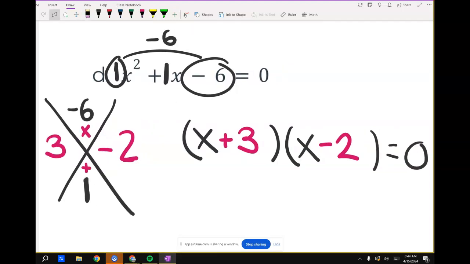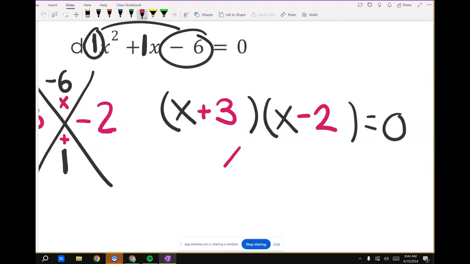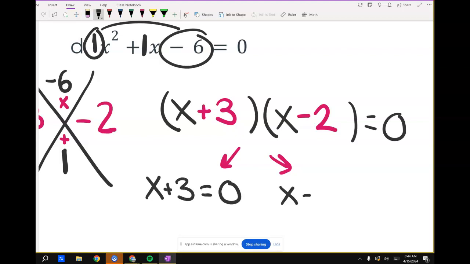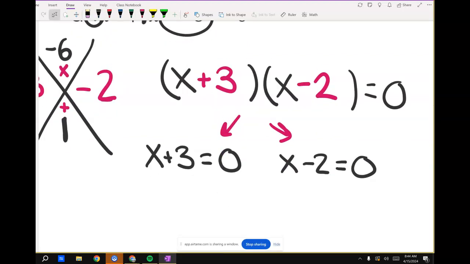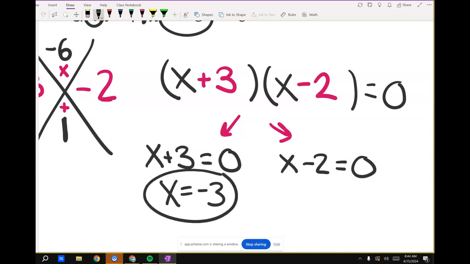So again, since it's set equal to 0 and the instructions were to solve, I have to solve. And solving's easy. I'm just seeing, all right, what makes both parentheses equal to 0. So I can do this extra step of writing out my two equations to get my answers of x. X is equal to negative 3. X is equal to positive 2.